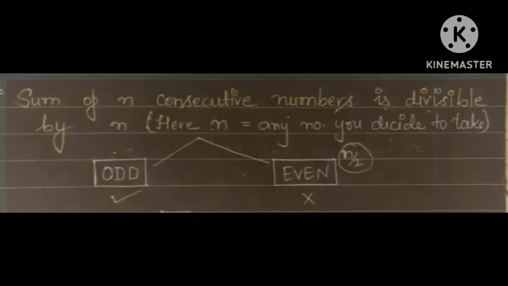Remember, it has been established, looking at the pattern of these consecutive numbers or integers, that the sum of n consecutive numbers is always divisible by n. However, it is only true in the case of an odd number of consecutive integers. It won't work in the case of an even number of consecutive numbers, as that leads to a remainder of n by 2.